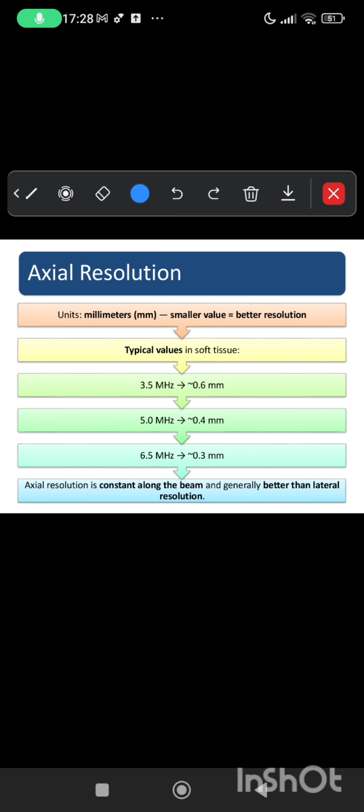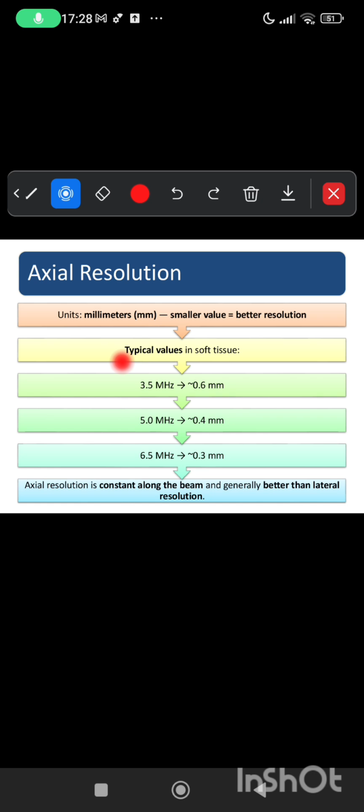Now typical values according to the frequency. Frequency 3.5 MHz, resolution 0.6 mm. Frequency 5 MHz, resolution 0.4 mm. Frequency 6.5 MHz, resolution 0.3 mm. Dr. Awadia, now which frequency has the highest resolution? 6.5 megahertz. Yes, the higher the frequency, the better the resolution. And one more thing is, axial resolution is constant along the beam.